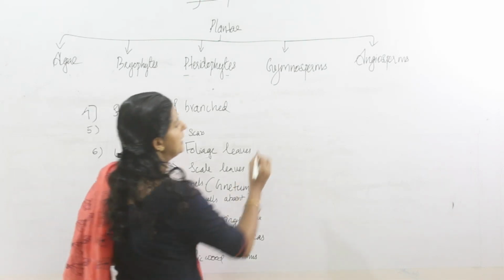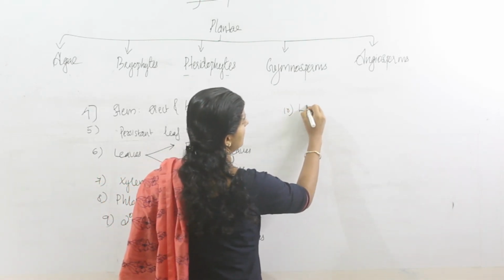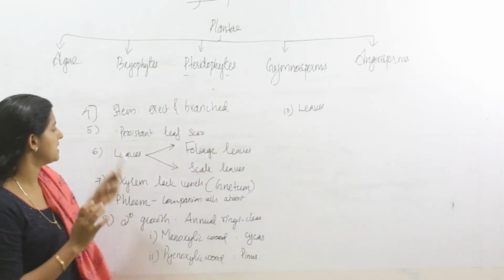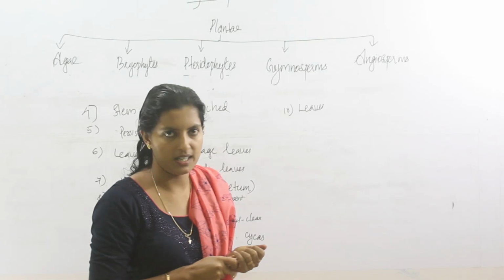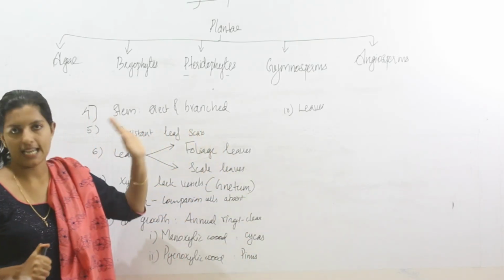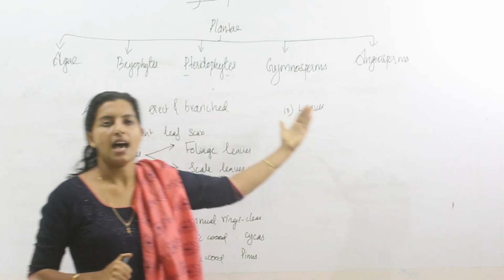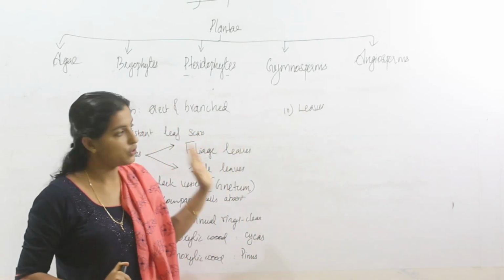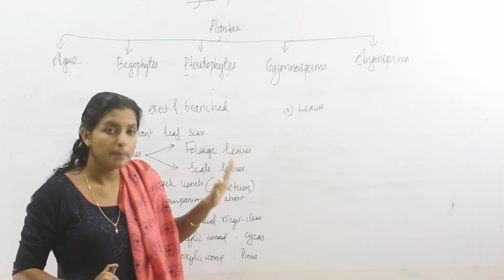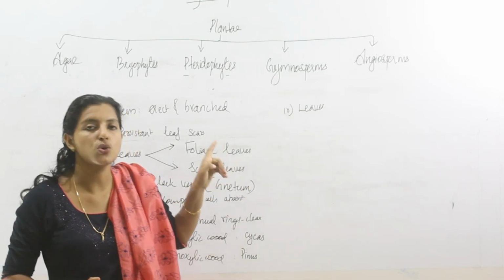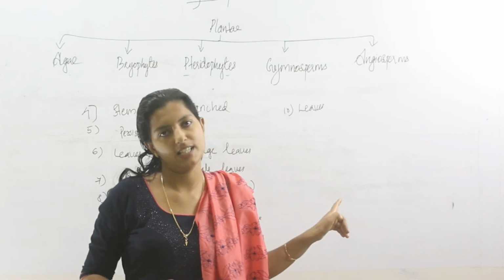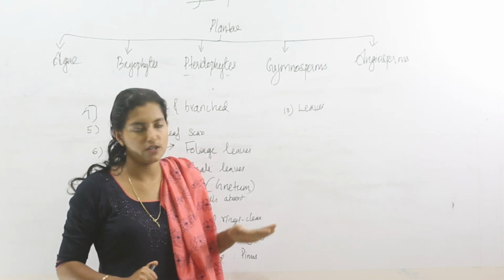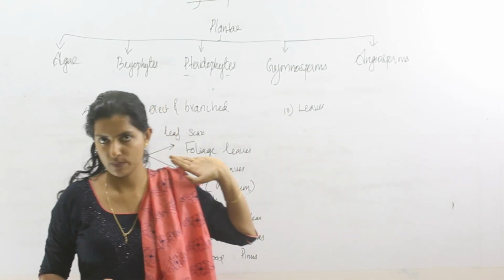Then we are moving to the 10th point, that is regarding the leaves. In the morphology section we already discussed that it possesses two different types of leaves, foliage leaves and scale leaves. And in the last video we already discussed what xerophytic adaptations are. Xerophytic adaptations are present in the foliage leaves to reduce the rate of transpiration. So now we will discuss what are the xerophytic adaptations shown by the leaves of gymnosperms.